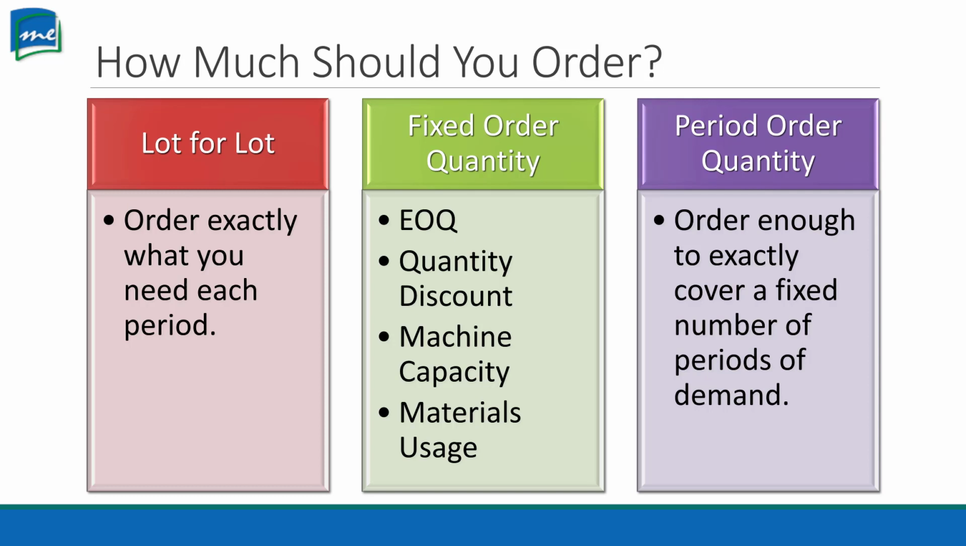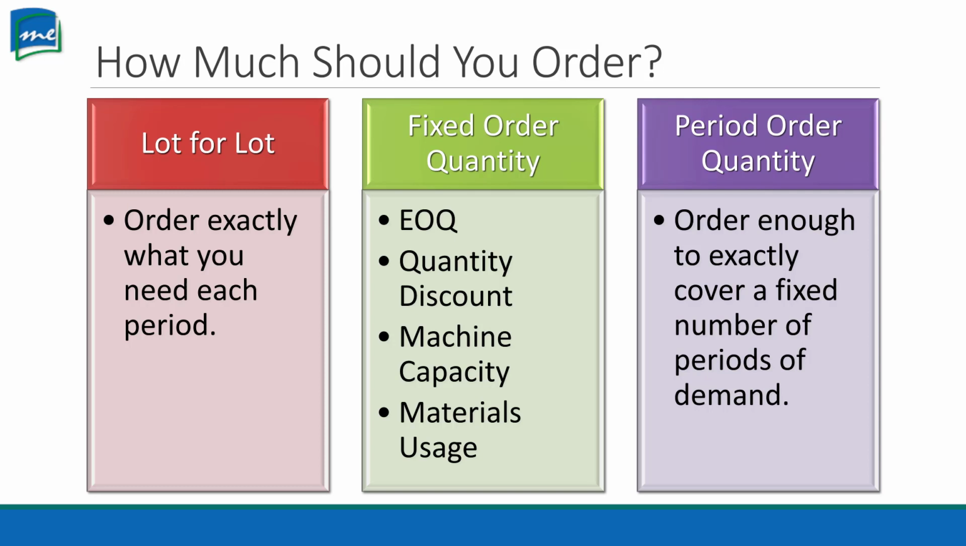We can do what's called a lot for lot, where we order exactly what we need for each period of time, whether that's 1 week or a month or a year, whatever the lot or the batch that we're working on. So next, we can also do a fixed order quantity. We might have an economic order quantity, the EOQ, that works best, gives us the best price. There might be a quantity discount for ordering 1,000 units versus 900 units. There might be a machine capacity limit or the material usage, the rate we're using our materials. So there's several factors that go into that quantity.